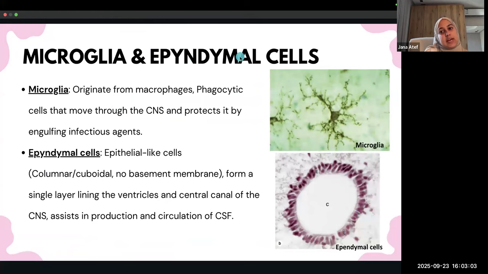Next are the microglia and ependymal cells. These are the last cells that we have from the CNS cells, okay? So microglia and ependymal cells are found in the CNS. What are they? These are very easy, I only put them in one slide because they're honestly very simple. Basically, microglia originate from macrophages. What does that mean? If a cell originated from a macrophage, what is the function of a macrophage, or what does it do?